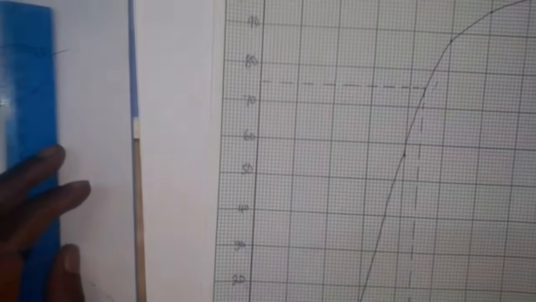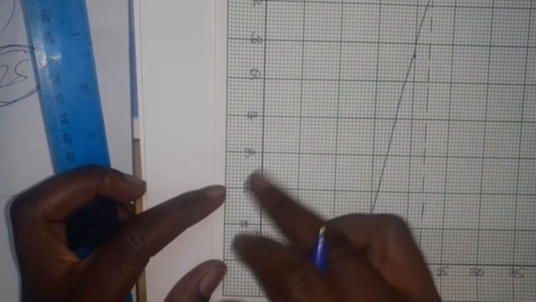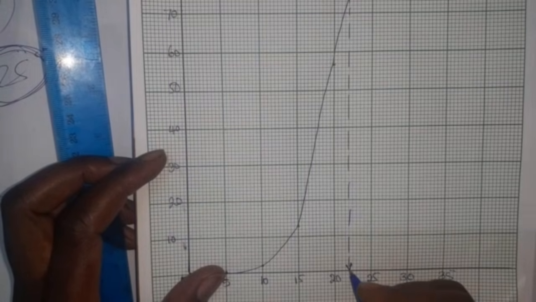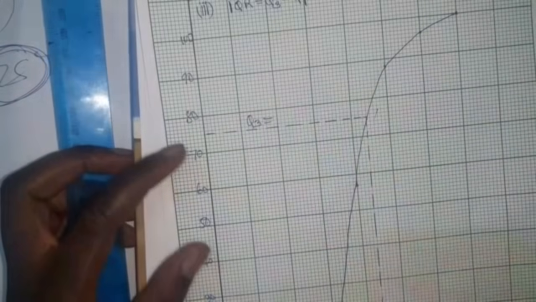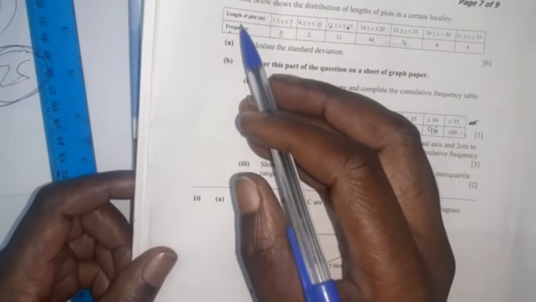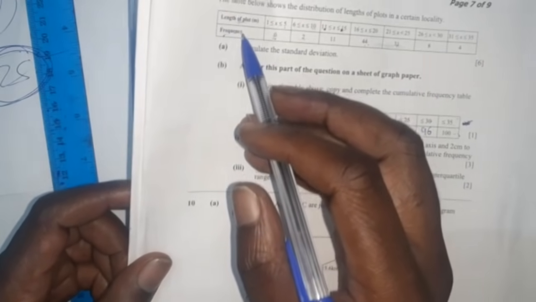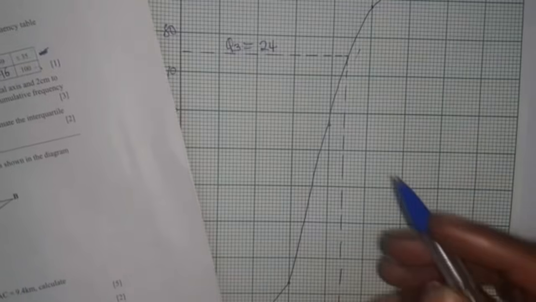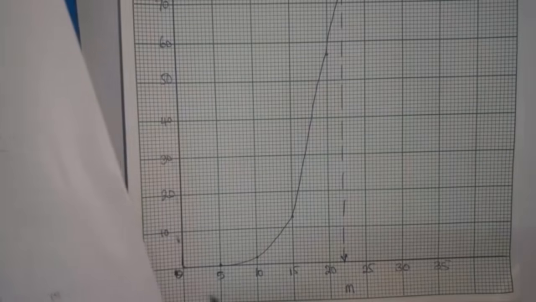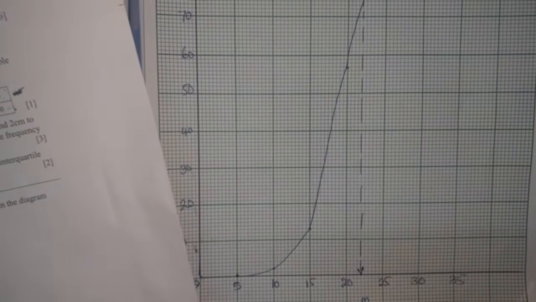Then we have the other one, which is 25. So this is the upper quartile, and the answer is going to come from this point. So we say 1, 2, 3, 4. So we're going to get 24. Now remember also, I must indicate that this is the length of plots in meters. So this is 24 meters. Here we're talking about length of plots in meters, this axis. Take note of that.